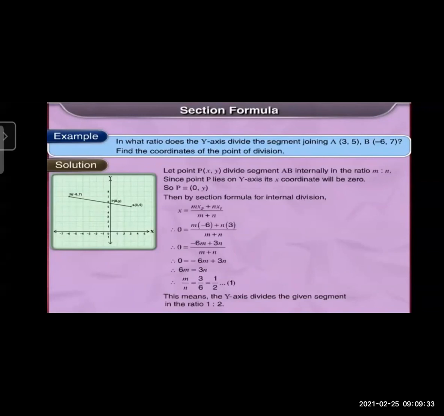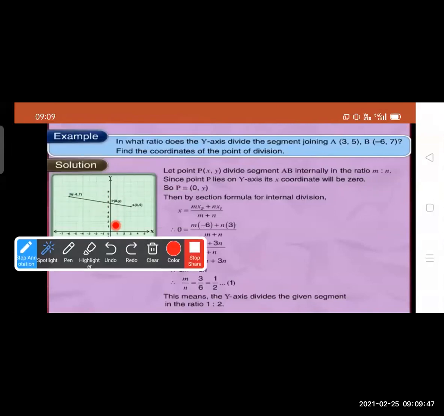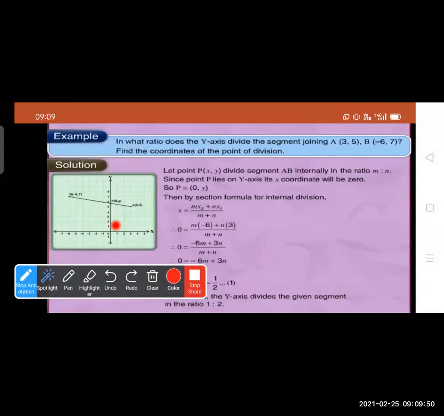Okay, so we have to find the coordinates of the point P which divides the line segment on the y-axis. One by one, first we write: let point P(x, y) divide the line segment AB internally in the ratio m:n. Since this point P lies on the y-axis, that means its x coordinate is 0. So we get P equal to (0, y).